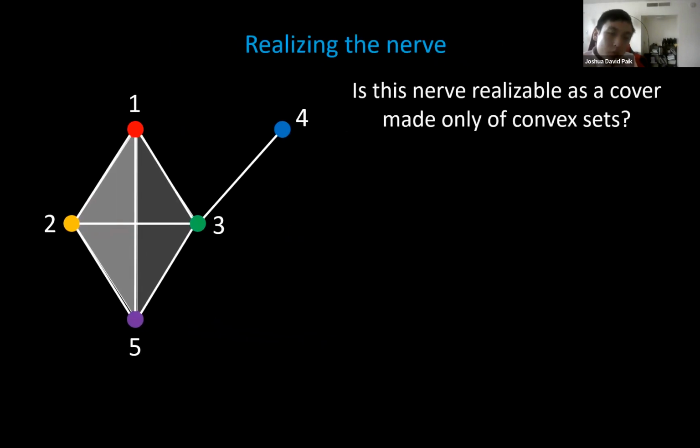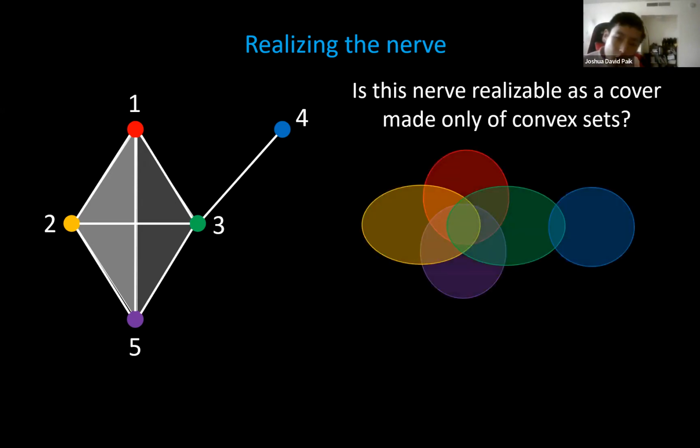Now our question is, is this nerve realizable as a cover made only of convex sets? Let's think about it. Can we make convex sets in, let's say, R^2, such that there's a convex set associated to 1 that intersects with 2, intersects with 3, intersects with 5? If we think a little, it's not too hard. Yes, the nerve associated to this can be realized by the intersection of convex sets.